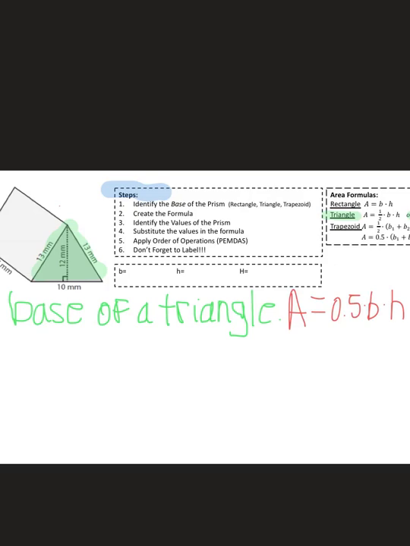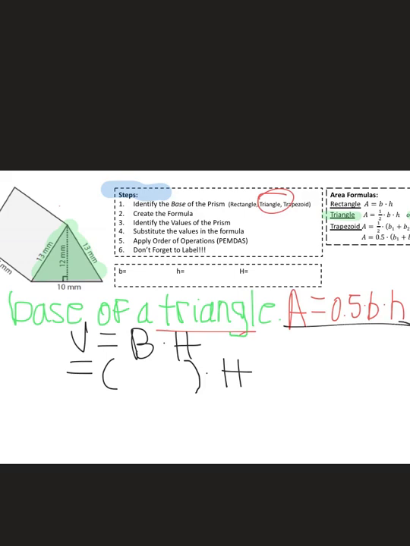All right, so step 1 is done. We decided that the base of the prism is a triangle, and then we discovered that the area for a triangle is 0.5 times little b times little h. And now step 2, we need to create the formula. Remember, volume of a prism is volume equals big B, which represents the area of the base, times h. So what is the area of our triangle base? Well, it's right there. So my whole formula is 0.5 times little b times little h times big H. So step 2 is done.